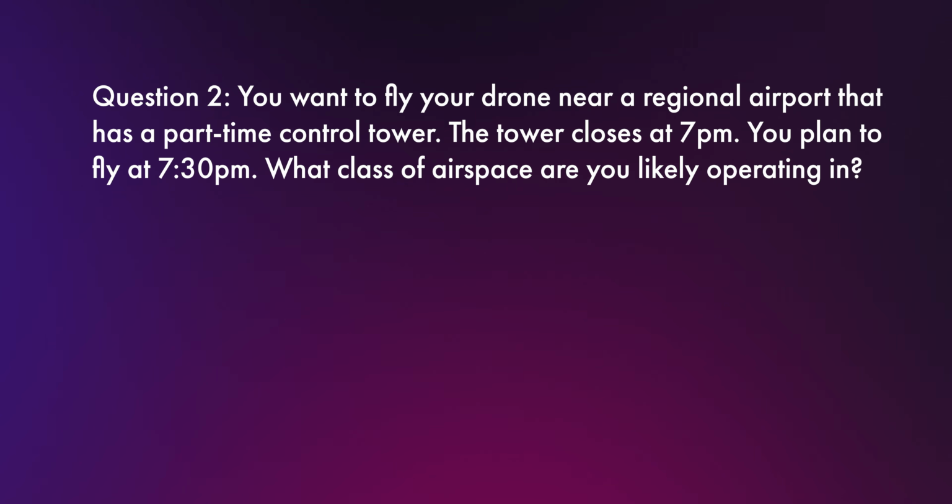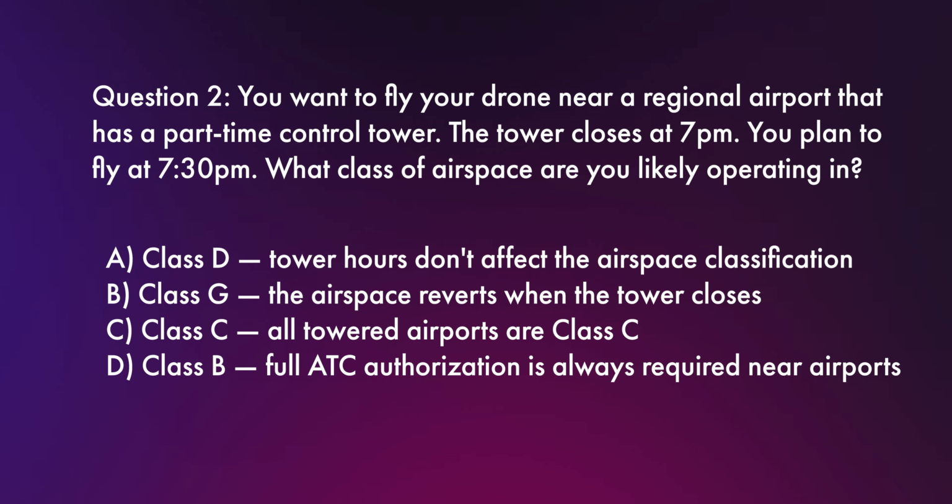Question 2. You want to fly your drone near a regional airport that has a part-time control tower. The tower closes at 7 p.m. You plan to fly at 7:30 p.m. What class of airspace are you likely operating in? Is it A, Class D, tower hours don't affect the airspace classification? B, Class G, the airspace reverts when the tower closes? C, Class C, all towered airports are Class C? D, Class B, full ATC authorization is always required near airports?